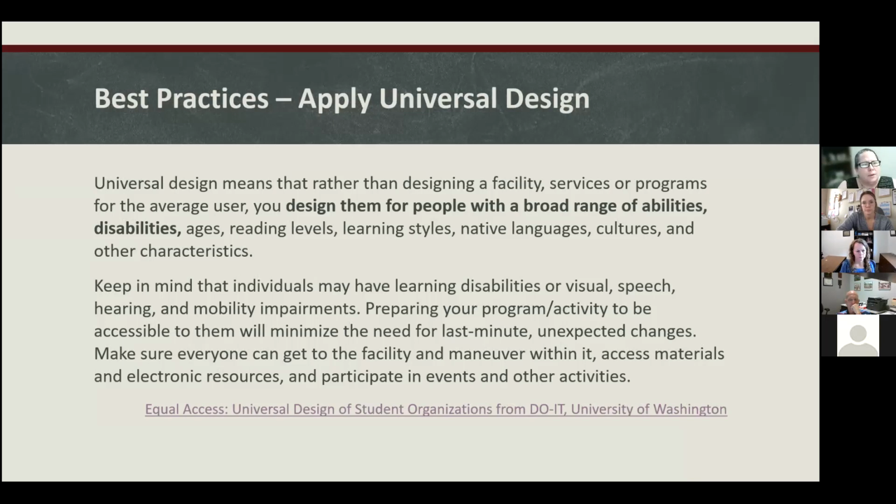One of the resources I'm going to be sharing is a publication from the University of Washington. They have a program called Equal Access to Universal Design for Student Organizations. It's kind of a checklist. A lot of what we're talking about is in a very organized way, so you can actually go through and ask, have I done these things? And you can use it as you're planning your event, or reviewing your event, or planning for next year.